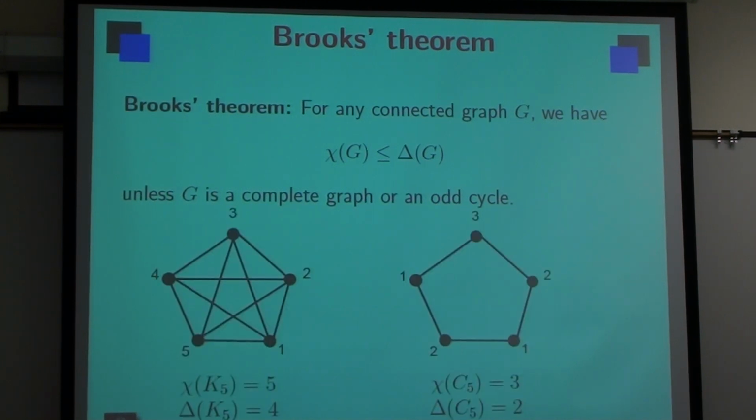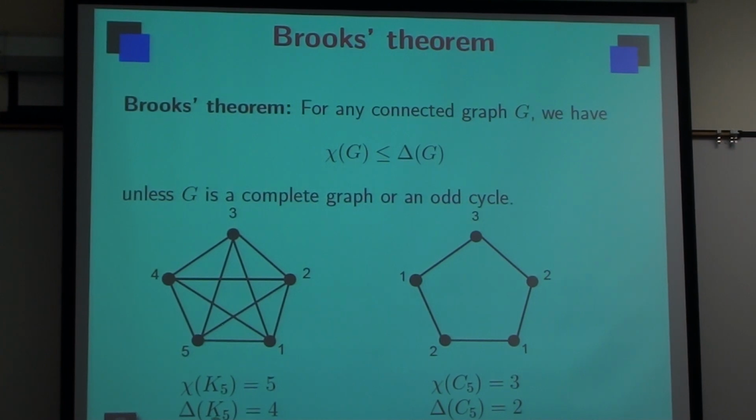Now here is a complete graph. You have vertices, and each pair has an edge. This is a complete graph of 5 vertices. The one on the right is the odd cycle C5. For the complete graph, it's easy to see you need 5 colors to color it. And for C5 you need 3 colors.